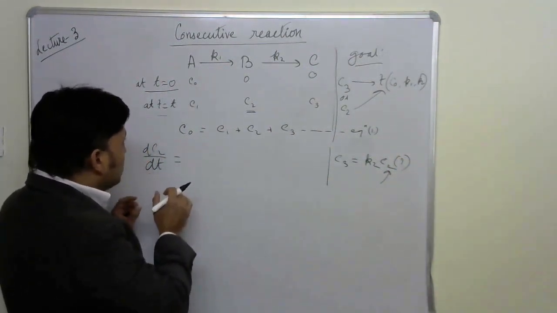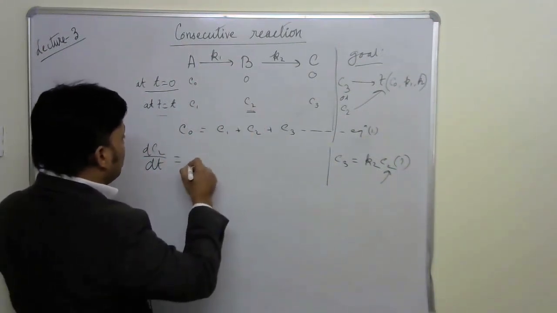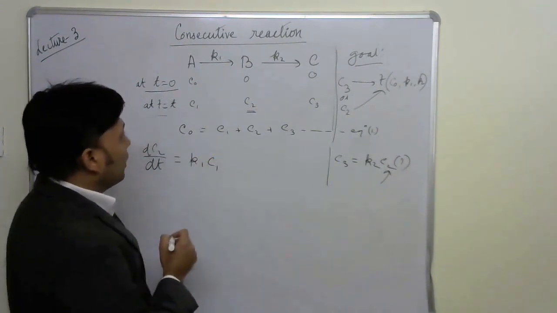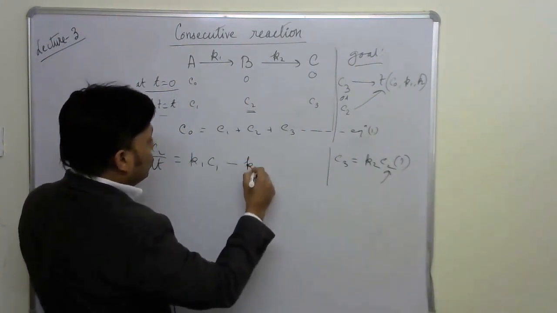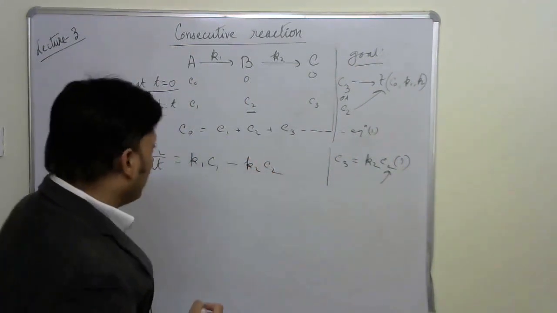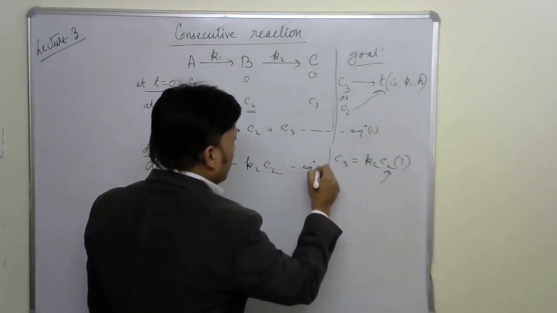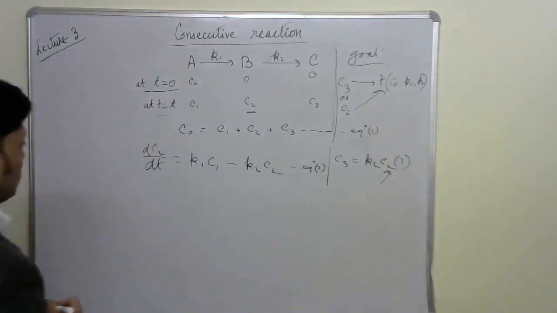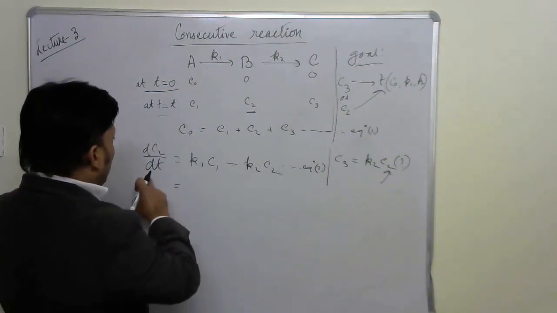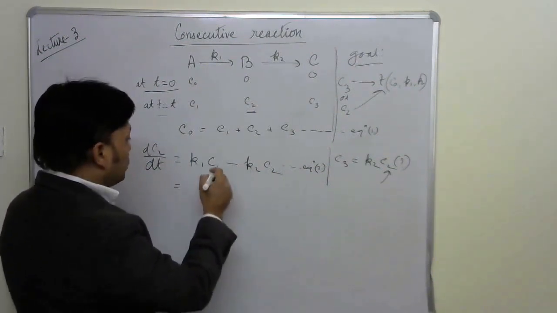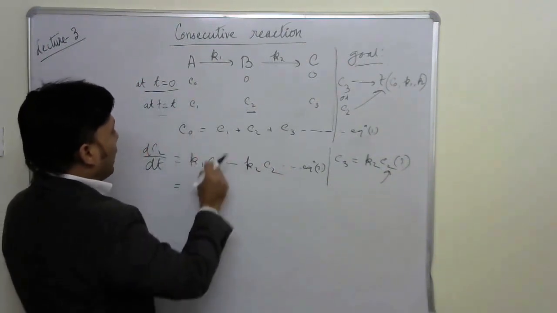So for dC2 dt, we can write that it is getting formed from K1 C1, all right? But again, it is dissipated into the product C, so minus K2 C2, all right? So we can call this our equation 2. Okay, very good. So now let's proceed. What else can we write? We cannot directly integrate that because we have two unknown variables. So let's see if we can change C1. Okay, so C1 can be changed to C naught.